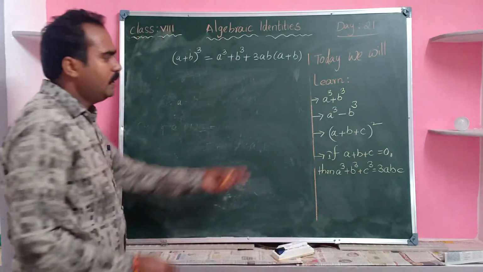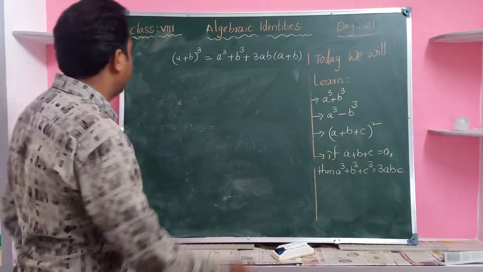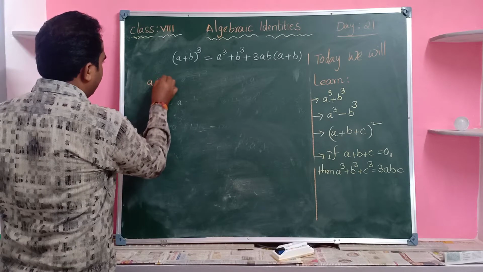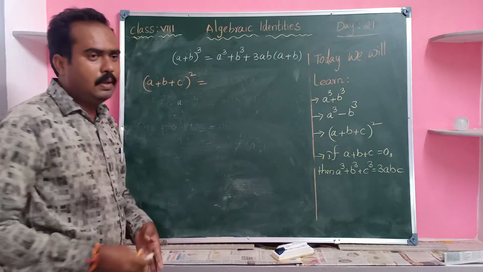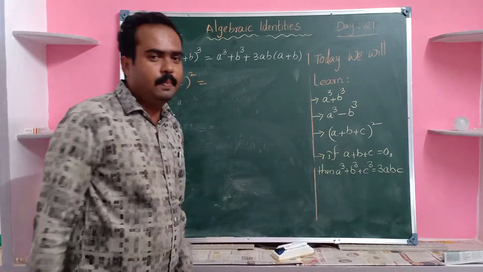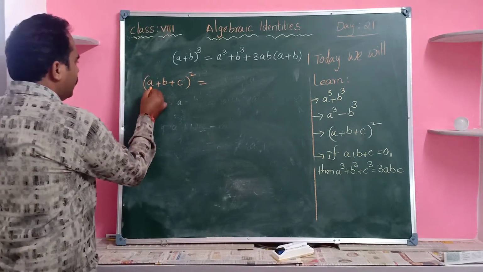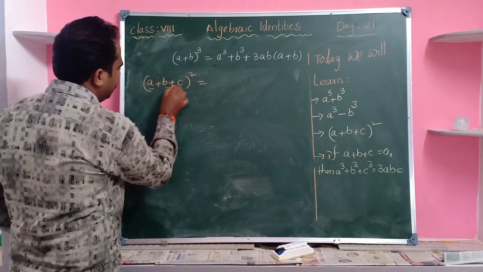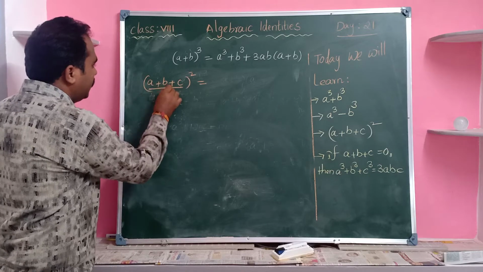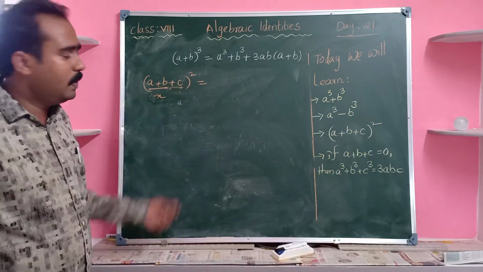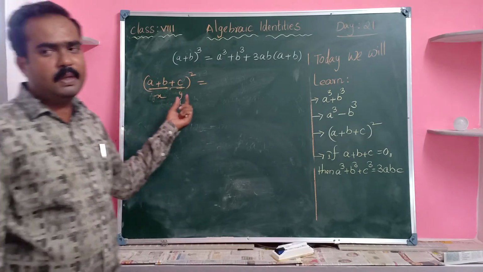And see, next one is (a plus b plus c) whole square. So we can derive the equation by using the (a plus b) whole square formula. If you take a plus b as x and c is equal to y, then it will come as (x plus y) whole square.